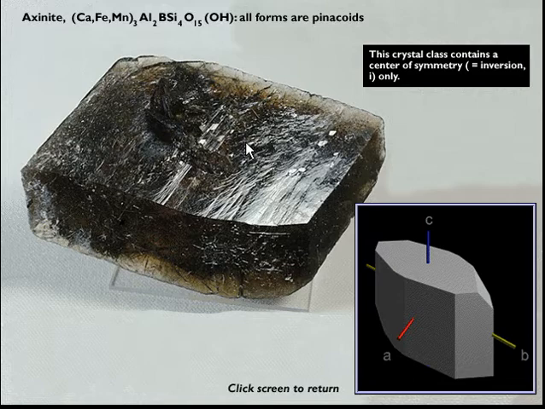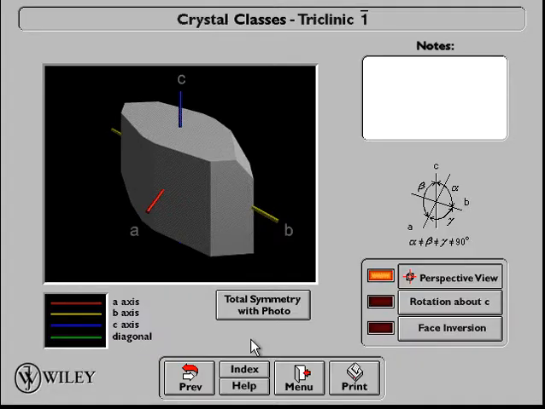So that is, for example, a triclinic crystal as it looks in nature, and that is the mineral axinite, yeah? So it contains calcium, iron, manganese, aluminium, boron, silica, oxygen and the OH group, and all forms are pinacoids. This crystal class contains the center of symmetry and we have only one inversion. Click screen to return. So now we have here the perspective view.